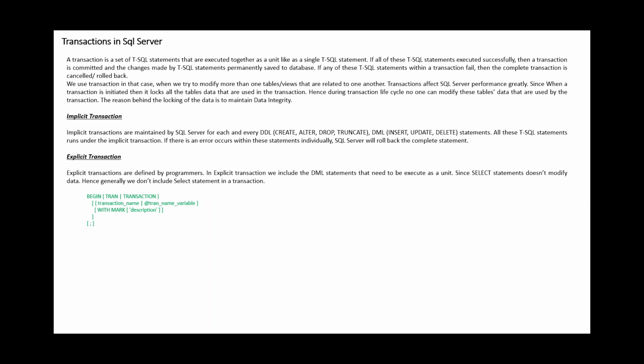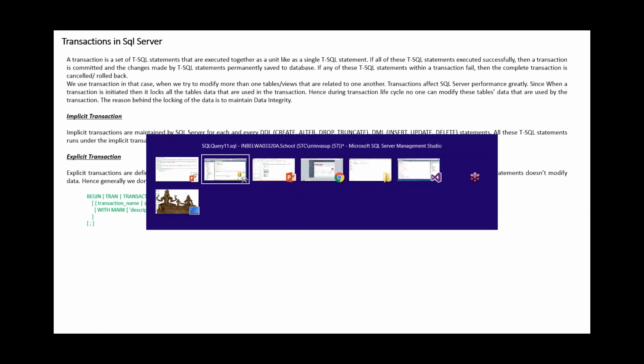Explicit transactions are the transactions you define yourself based on your conditions. The syntax is begin tran. You can use the short word tran or transaction, then the name of the transaction, the transaction variable name, and with mark. So this is the basic syntax. We can see one example using this.